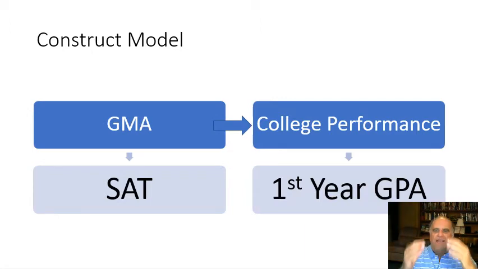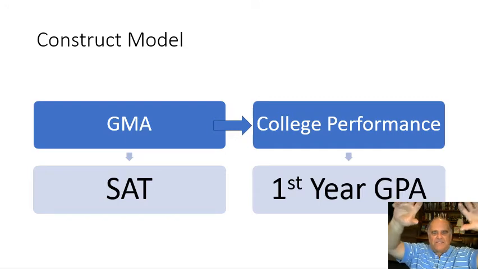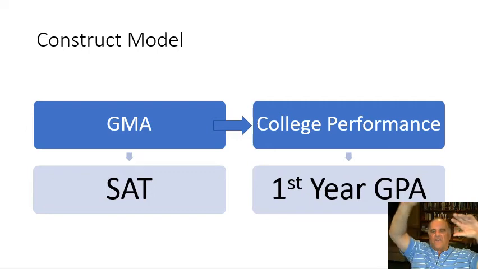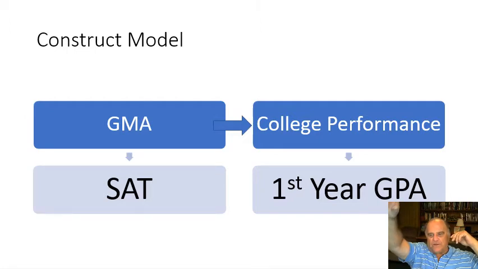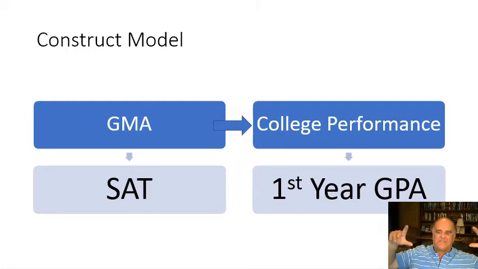And of course, underlying this, though, is a construct model. Even though we're looking at the relationship between SAT and GPA, we often see SAT and GPA as representing higher level constructs. In this case, the higher level construct that the SAT is measuring might be general mental ability, and the higher level construct that the first year GPA is measuring is college performance as an overall criterion. And then what we're really interested in, of course, is the relationship between the two latent constructs, general mental ability and college performance. Of course, what we really obtain is the relationship between SAT and first year GPA.